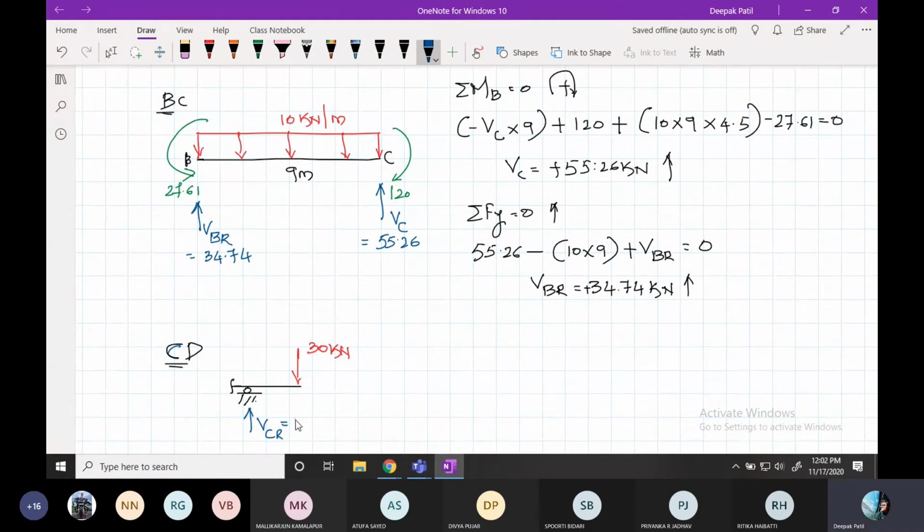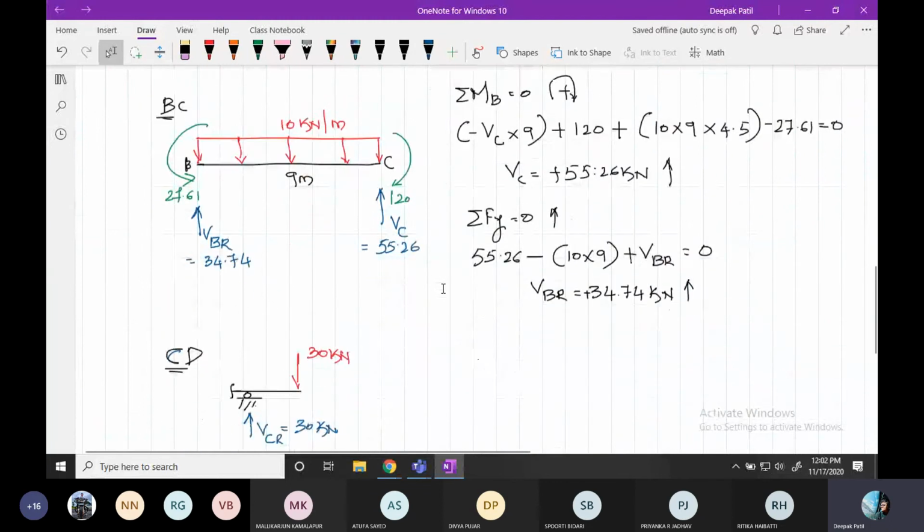What should be its value? 30 kilonewtons. Simply it is 30 kilonewtons, because the downward 30 kilonewtons should be opposed by an upward 30 kilonewtons. That's it. For span CD, it is so simple.